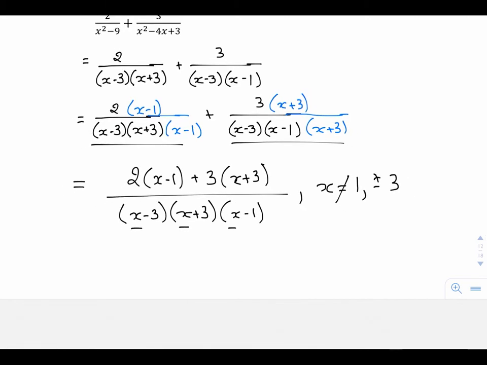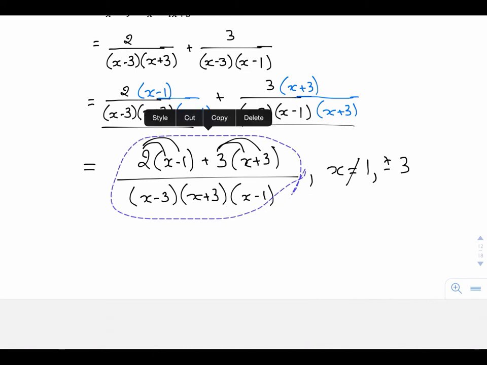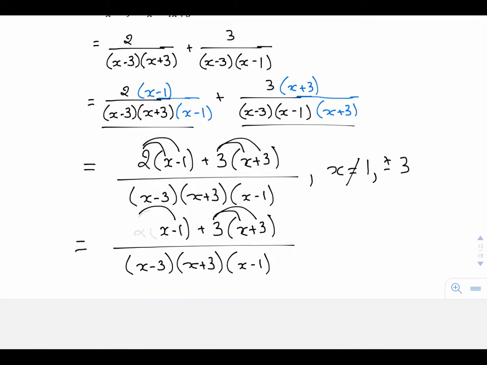Now the hard work is done. All that's left is to multiply out the numerator. And in this case, what I'm going to do is I'll do 2 times x, 2 times -1, 3 times x, 3 times 3. And to save myself some time, I'm just going to copy this whole thing because I want to keep that denominator. That's not going to change. Paste it here. And I want to delete all this stuff because that's what I'm going to expand.